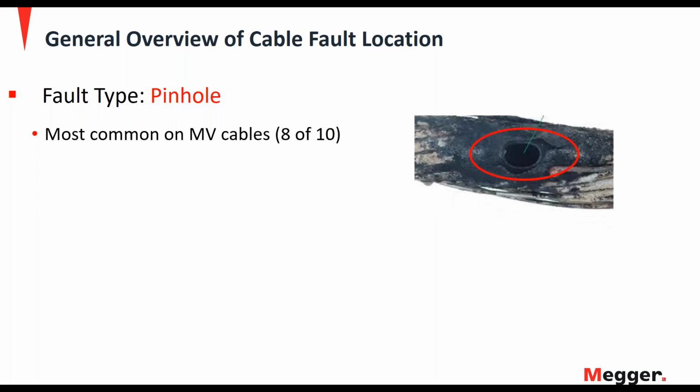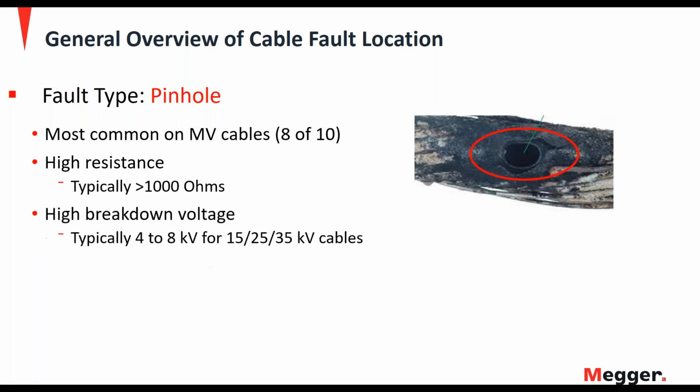Especially older cables. Here you can see why we call it a pinhole. It's just a hole in the insulation itself, and that allows the voltage to flash over from the center conductor out to the shield or neutral concentric. Typically, this is a very high resistive fault, over 1,000 ohms. What that means is it typically takes quite a bit of voltage to break it over. 4 to 8 kV would be very common flashover voltage for 15 cable, and probably also would be a common flashover voltage for 25 and even 35 kV class cables if it has a nice carbon path.